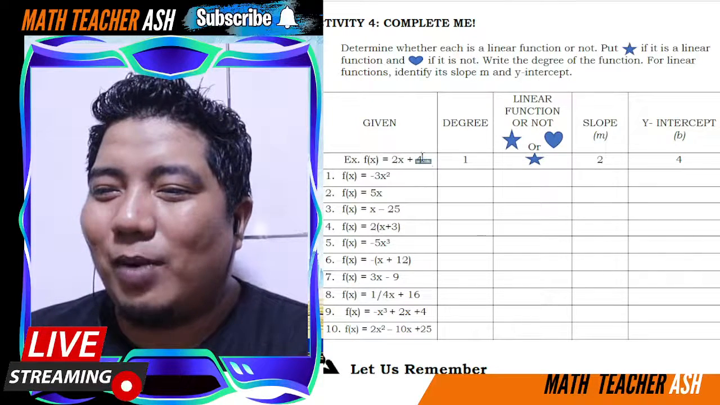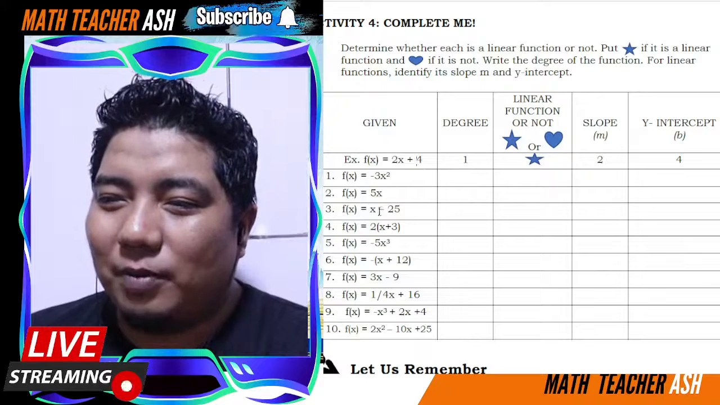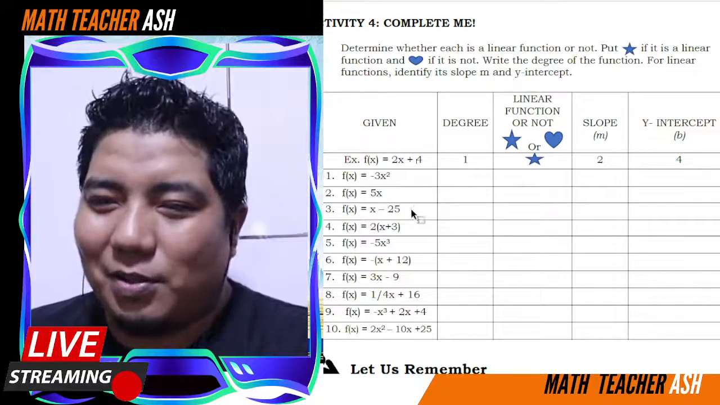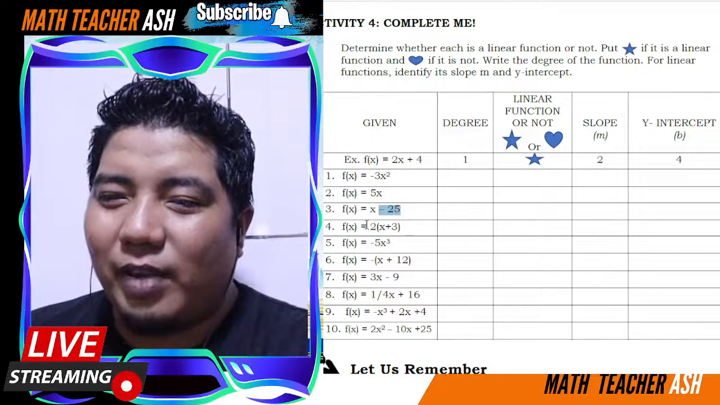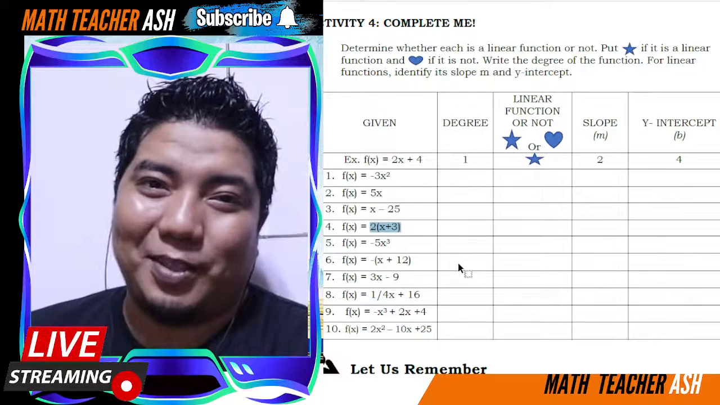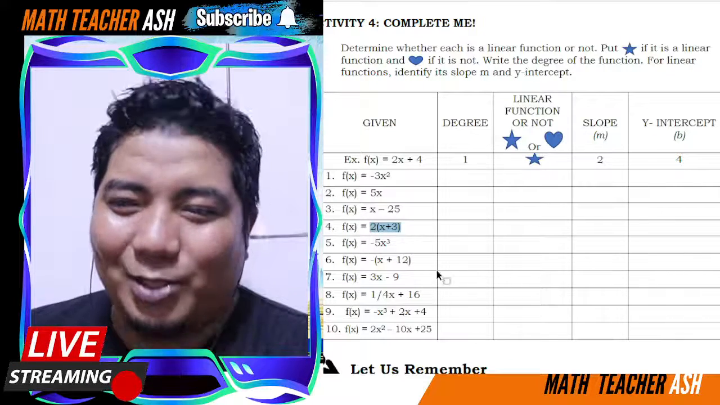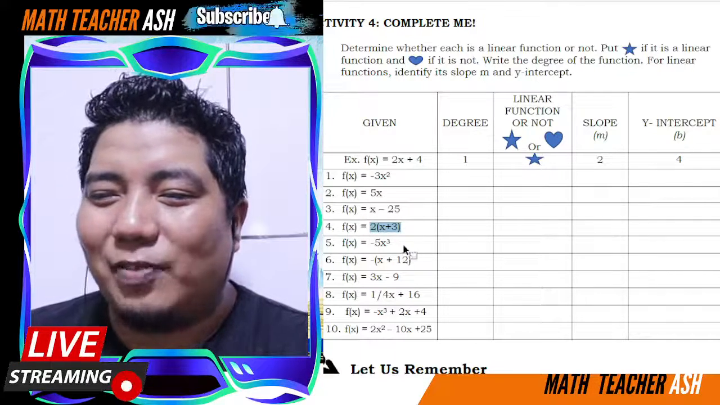Okay. So here, example here. So ito yung number na walang katabing variable. So that is 4. Ito naman, wala tayong nakikita. Understood. Pag wala nakikita, 0. Ito naman, negative 25. Ito naman, solve mo na to. Okay? So kung ano yung number na walang katabing letter, yun na yun. Ito, wala tayong nakikita. So therefore, 0 yan.